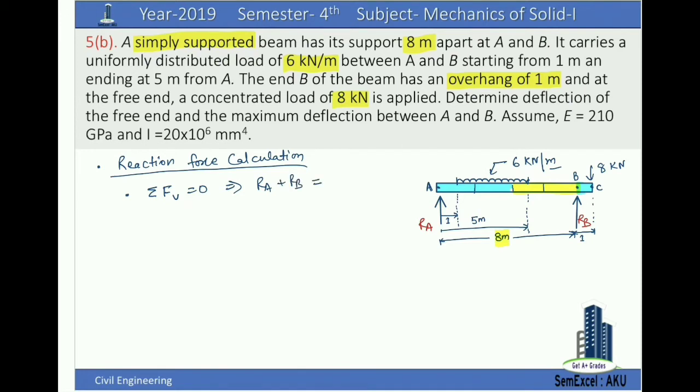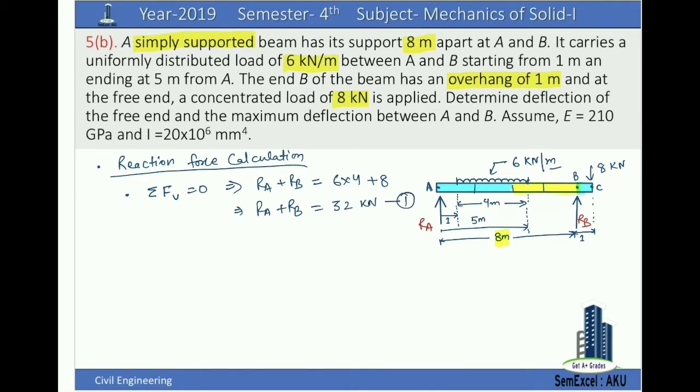Downward load: we have a UDL over a 4 meter length, so it will be equal to 6 into 4, and a point load in the downward direction of 8 kN. So RA plus RB is equal to a total of 32 kN. This is our first equation.